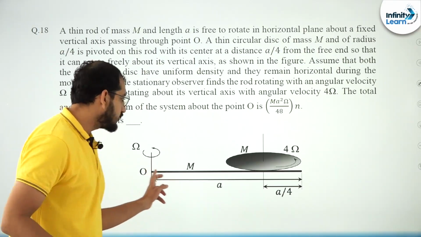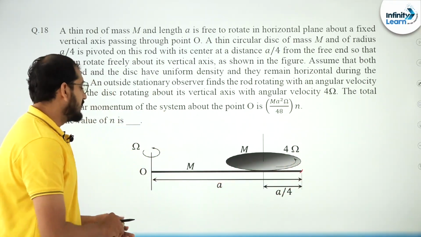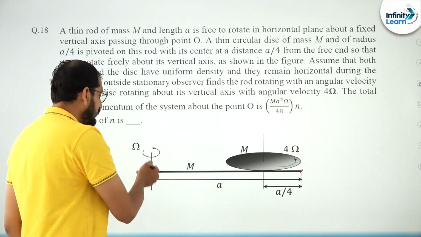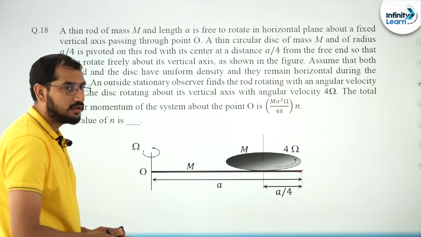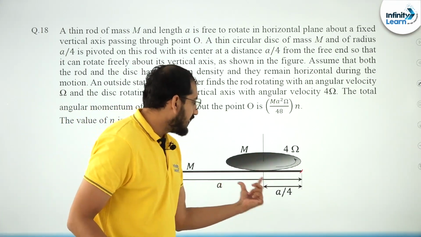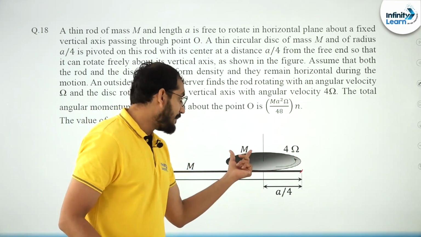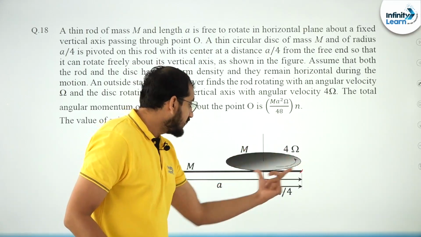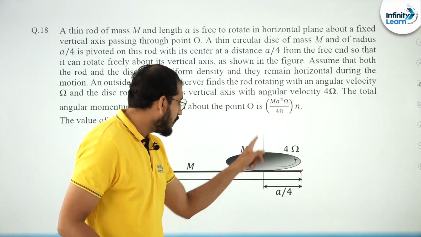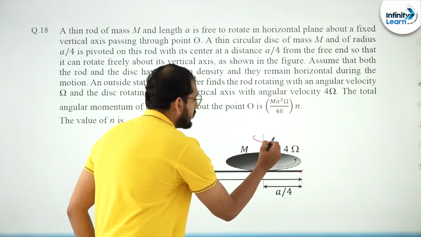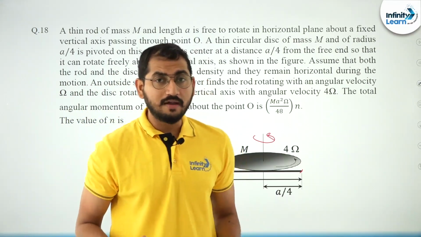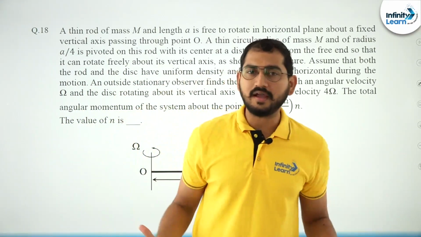First of all, we have this rod, which has mass m and length a, and it is rotating about this point O with an angular velocity of omega. And at this point another disk is there, of the same mass M. The radius of the disk is a by 4, but this disk is rotating about this axis with an angular velocity of 4 omega. So now I want to calculate the angular momentum of the entire system.